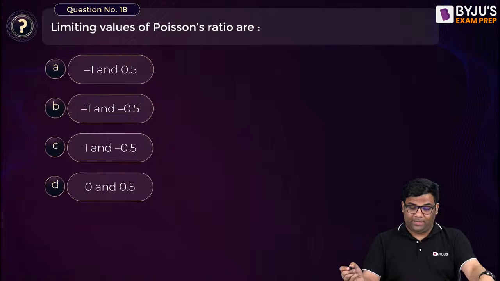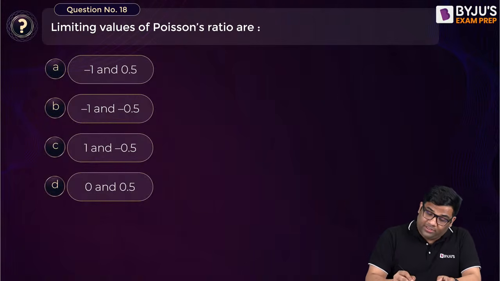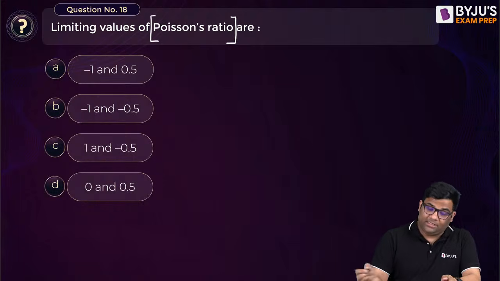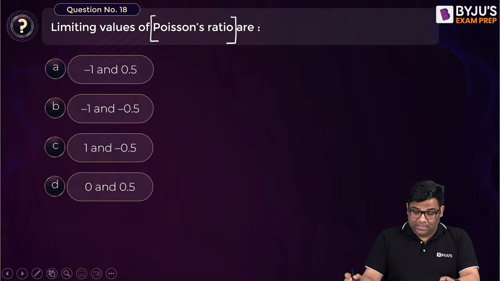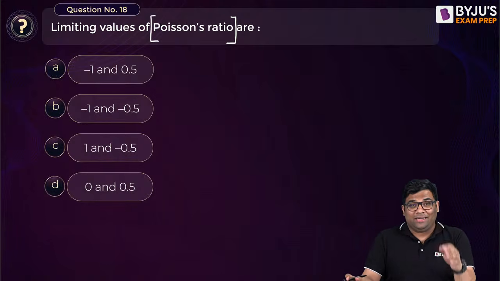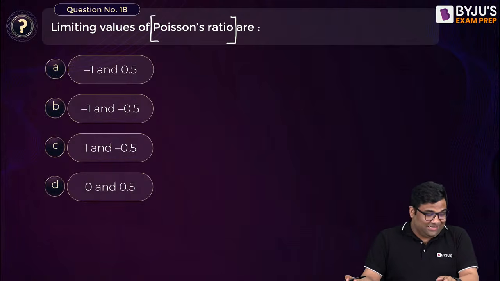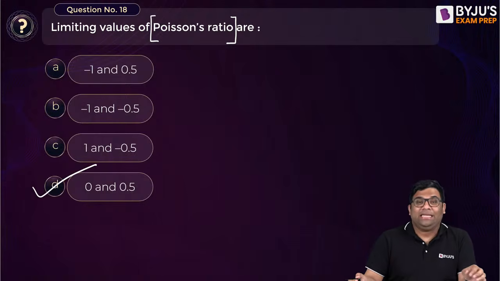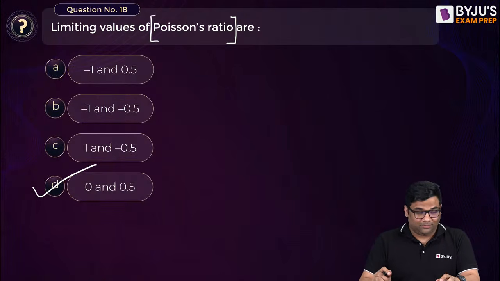Very good. Next question. The limiting values of Poisson's ratio are what? Means the range of Poisson's ratio is what? Tell me the range of Poisson's ratio. Come on, fast. These are for your TSPSC only. That is written in the heading. Yes, answer is D. 0.5. Okay, 0.5. Yes.